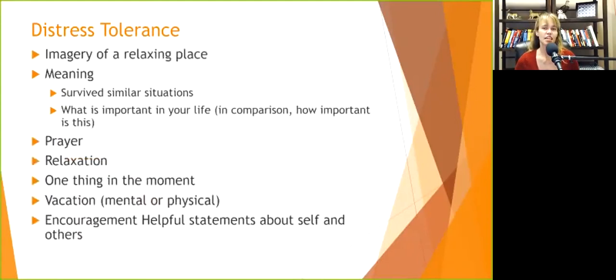Distress tolerance. Imagery of a relaxing place. One of the things that I'll do with my groups is I'll put up on a whiteboard. I like whiteboards. I'm visual. That's just me. Some people will use an audio recording that walks people through a guided imagery meditation, and that's great. If that works for your group, that's awesome. I talk about, let's go to the woods or let's go to the beach, and I'll put that up on the whiteboard, and then I write down each sense, seeing, feeling, touching, all of them.